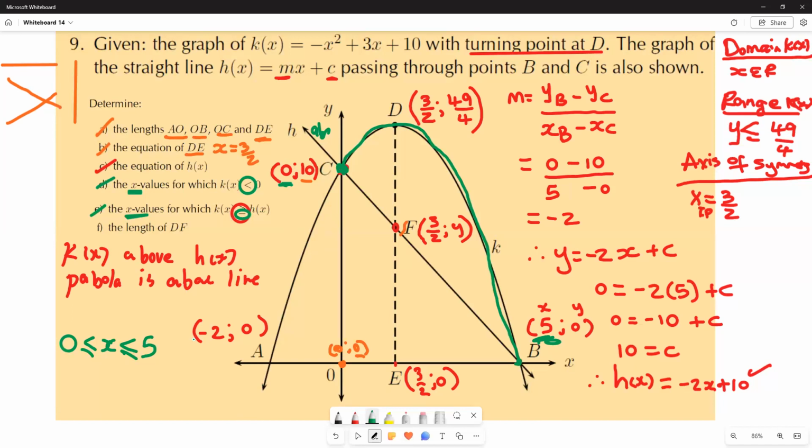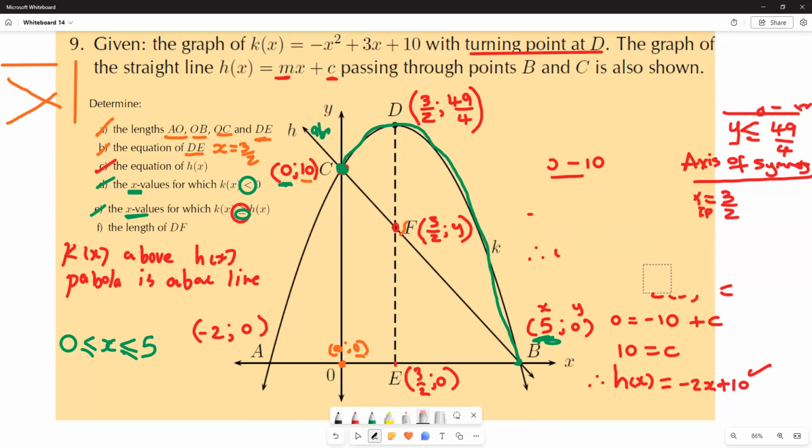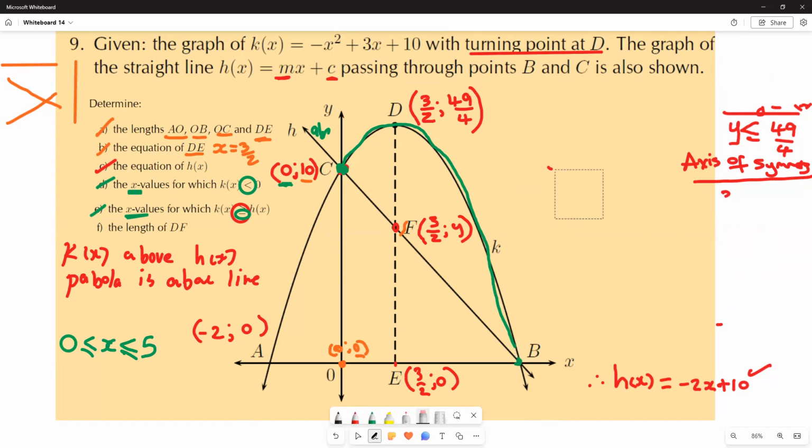And then the last question is this. They want us to find the length of DF. That should be easy because we have the equation. I'm going to just erase this whole part here so that I can have space to write. So this can go, we no longer need it.